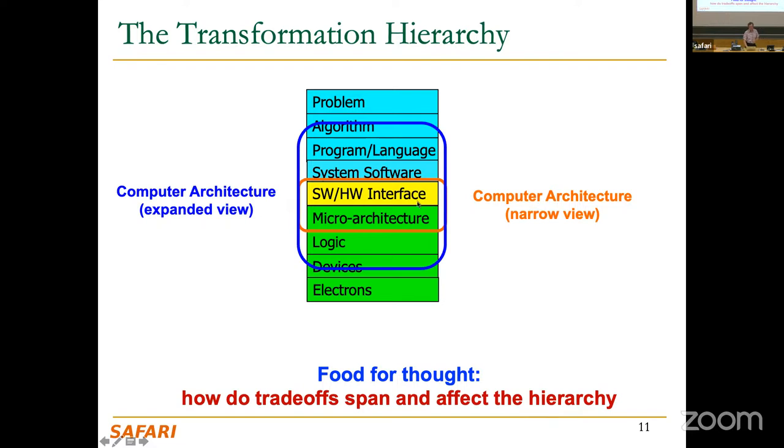I said in an earlier lecture that I'm not going to take the narrow view of computer architecture. We're going to try to take the expanded view. Although we had to cover the narrow view so that you can actually get to the expanded view, right? You have to learn the basics so that you start figuring out how to break the rules in the end and create new things. So it's good to think about how these trade-offs affect the hierarchy.